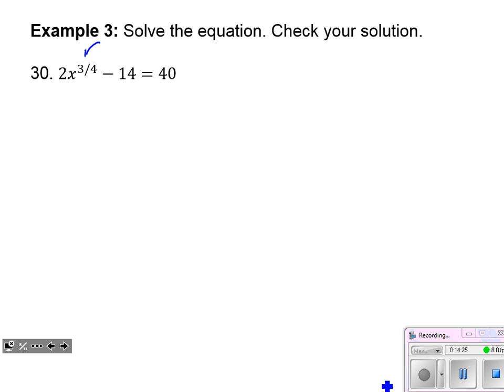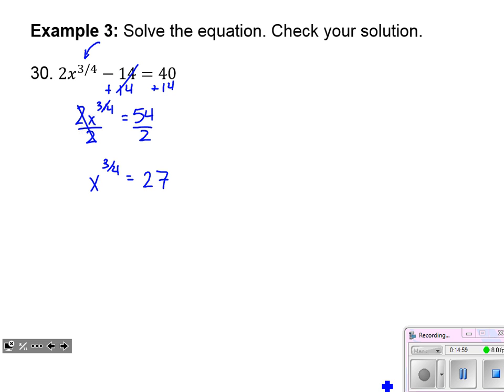This term right here with the rational exponent, that x to the 3/4 power, that's the term that represents a radical. So just like mentioned earlier in this lesson, we want to isolate that term. So I'm going to start by adding 14 to both sides, and then dividing both sides by 2. So 27 is our x to the 3/4.